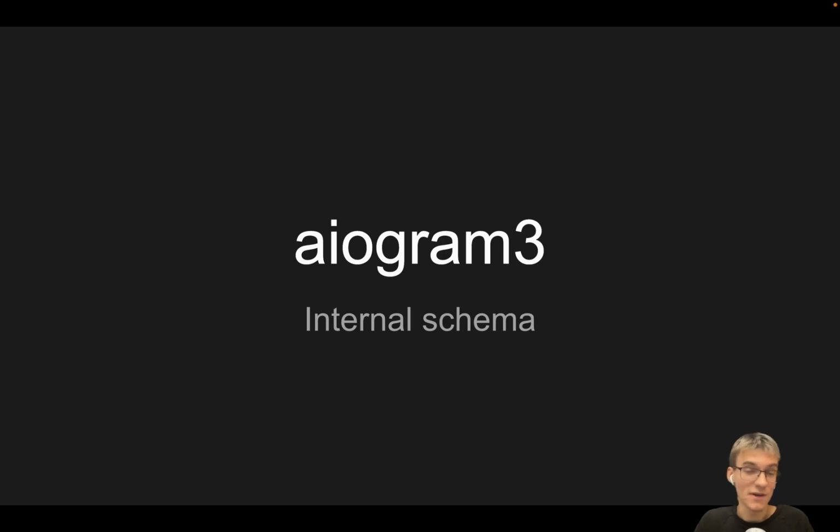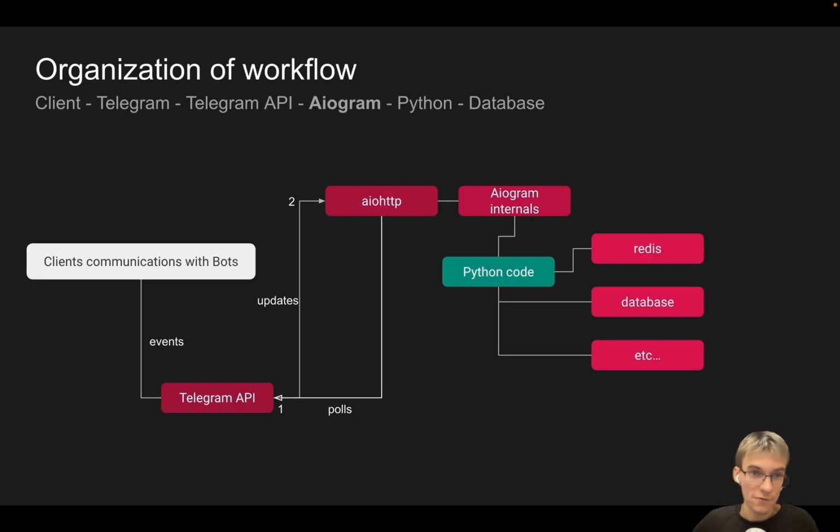Hi there, welcome to another installment of the Aiogram tutorial series. In this video we're going to cover the internal schema and internal organization of the Aiogram library, how the interaction with the Telegram API is established, and how it's organized internally. So let's move on to the following schema.